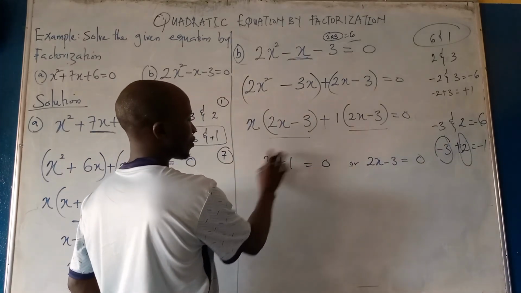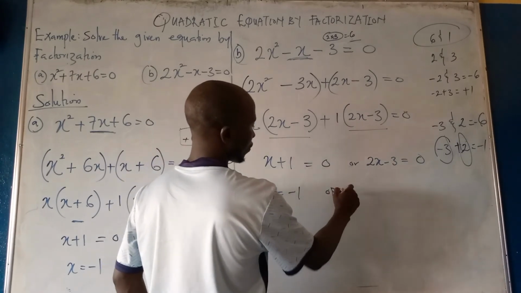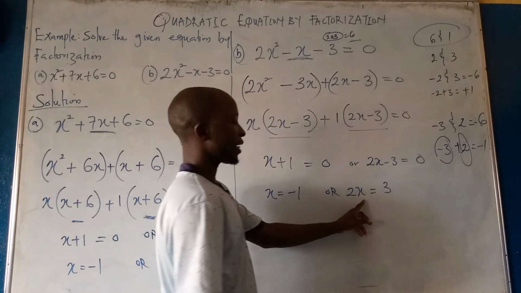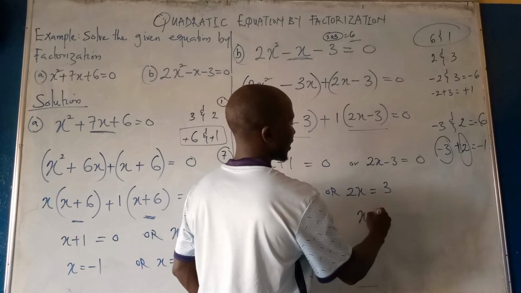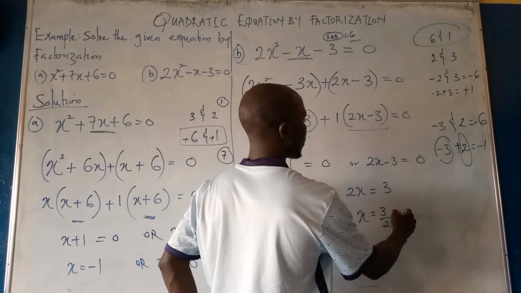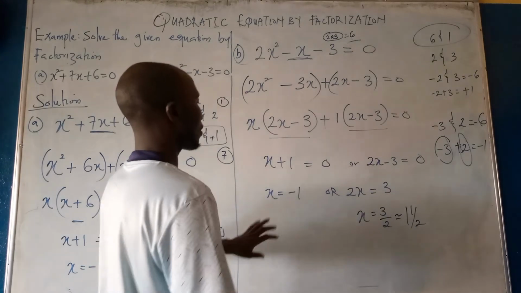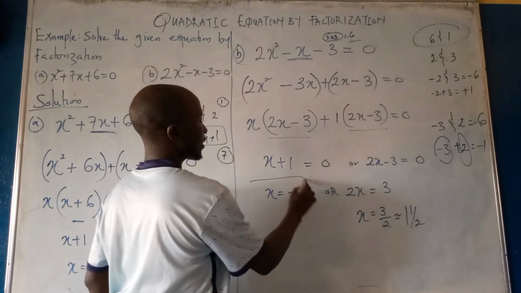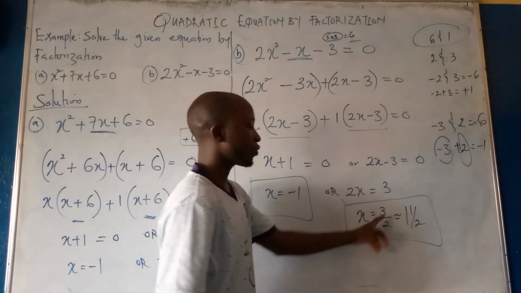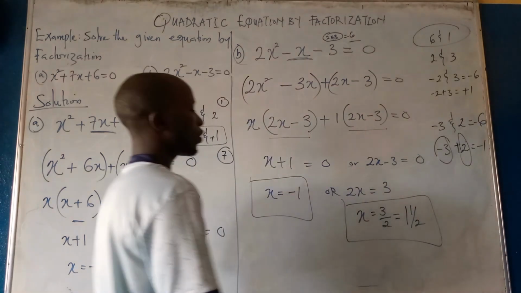Here, if you make x the subject of the formula, we're going to have x equals minus 1, or 2x equals 3. Making x the subject of the formula here will give you x equals 3 over 2. Therefore, the roots of this equation are x equals minus 1 and x equals 3 over 2.